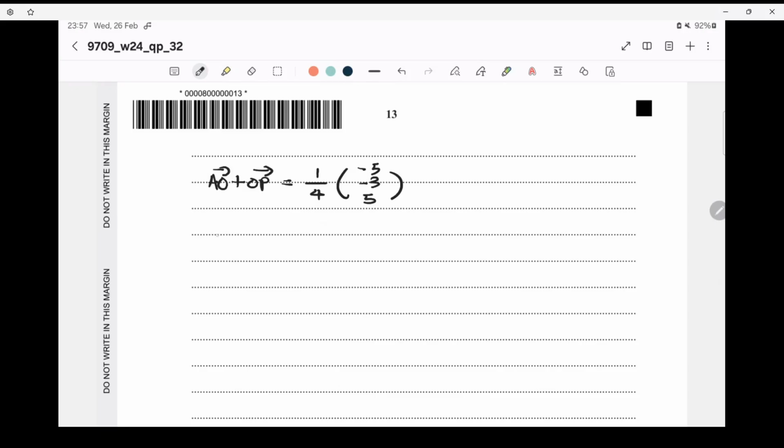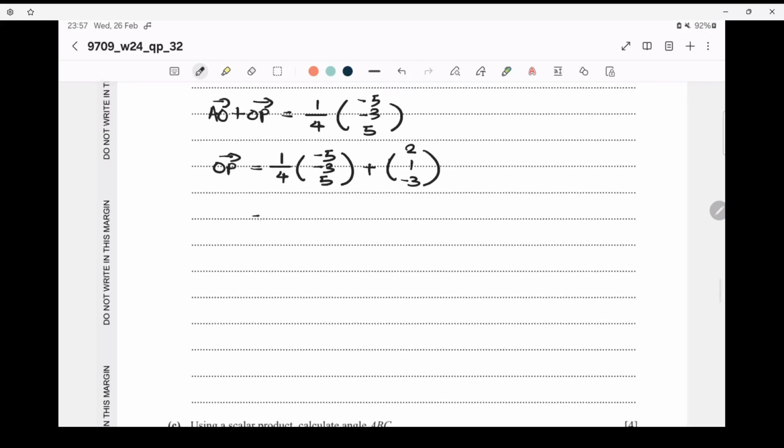So OP will be equal to this (-5, -3, 5) plus OA. So AO, when you move to the right side, is minus AO, so it becomes OA again. So OA is (2, 1, -3). So in the end, when you perform the calculation, it should be 1 over 4 times (3, 1, -7). You should get that.